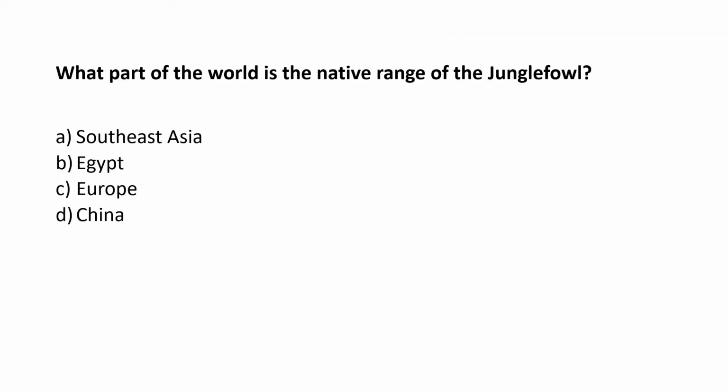So the first question that they talk about in that video is: what is the part of the world that is the naming range of the first group of chickens that were artificially selected? They give you these options: Southeast Asia, Egypt, Europe, or China. So the answer will be this one, as you watched in the video. This will be the answer.